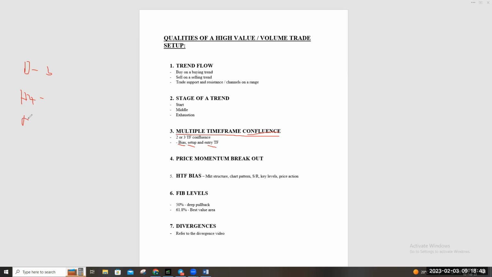So when all these 3 are pushing in the same direction, we say that your trade setup has multiple time frame confluence. Remember, this is a value. This is a quality for high value. Make sure that all the time frames that you choose are pushing in the same direction.